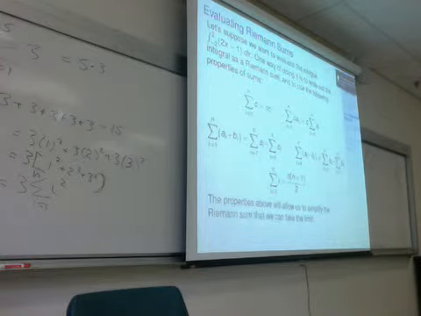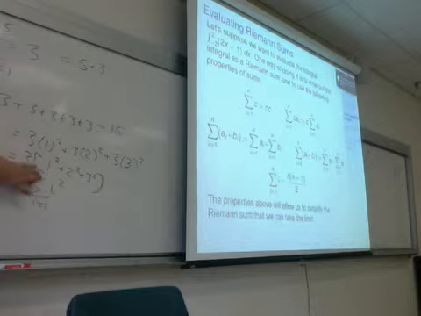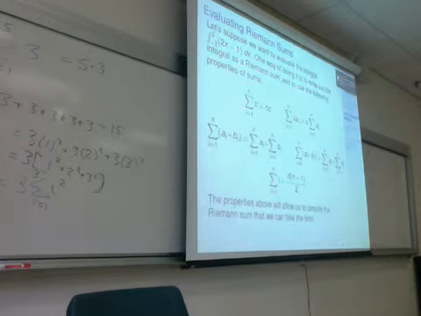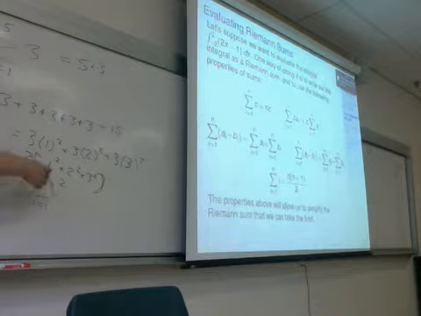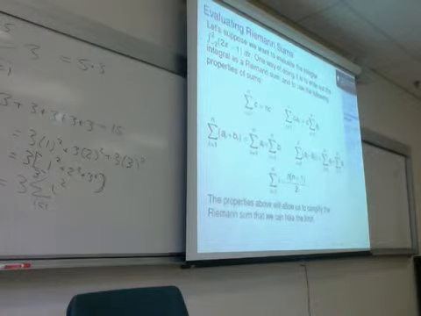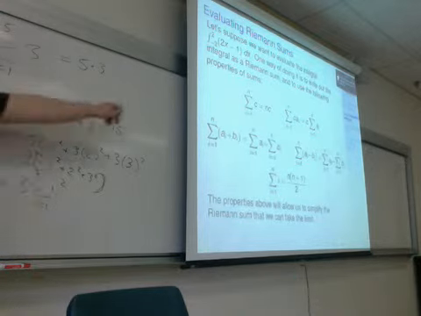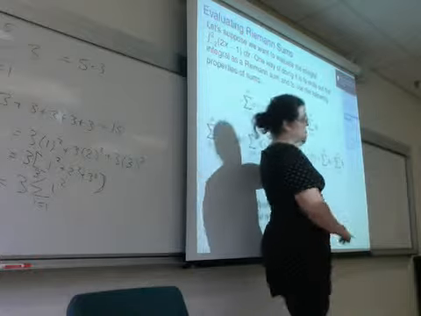So the sum i equals 1 to 3, sorry. So the sum of 3i squared is the same thing as 3 times the sum of i squared. Right? This is an example of this second law of summation.